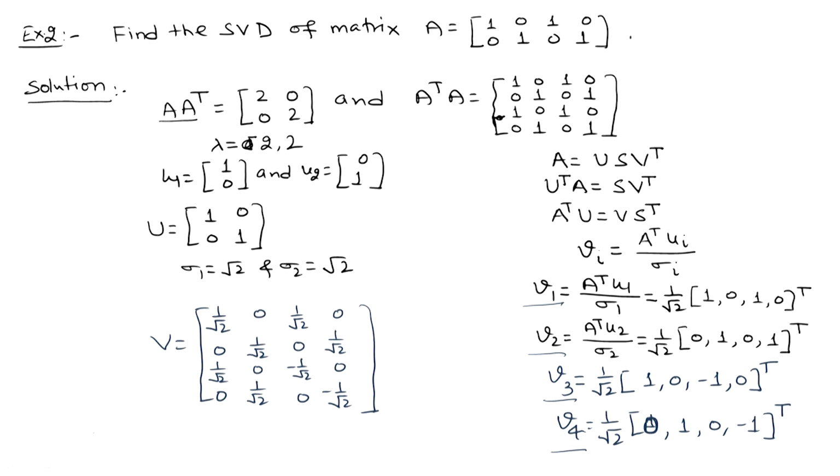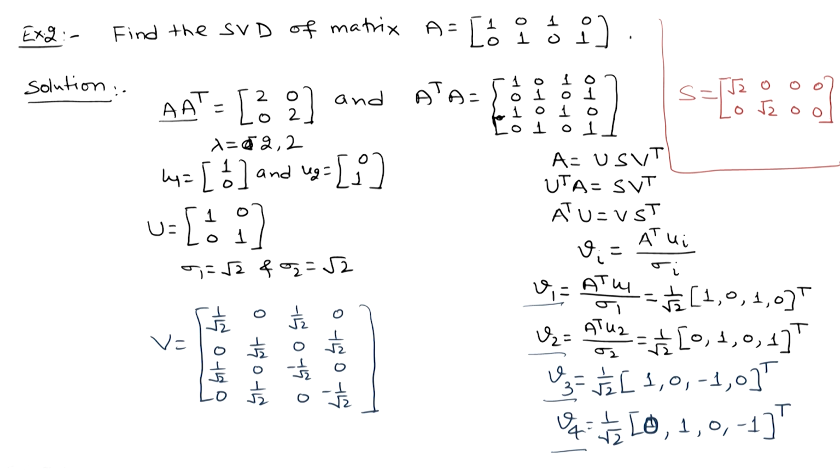So, as I told you, in this case S will be of size 2 by 4, since my original matrix is of size 2 by 4. It will have the singular values root 2, 0, 0, root 2 and then 2 zero columns, as I told you in the definition of full SVD.